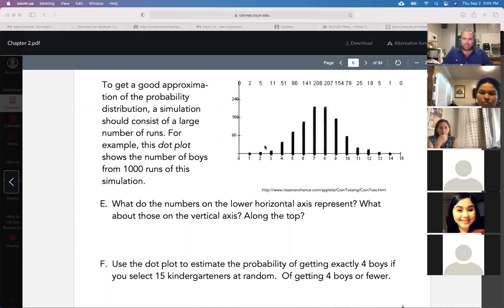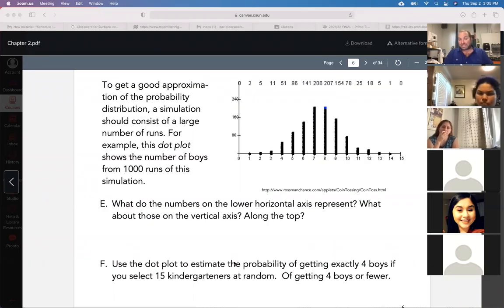Okay, so what do the numbers on the lower axis represent? These obviously represent the possible outcomes, right? 0 to 15 boys, those are the possible outcomes in this scenario. What about the vertical axis? Those are the frequencies, how often they occurred, with these numbers being the actual frequencies. This is how often each one actually occurred.